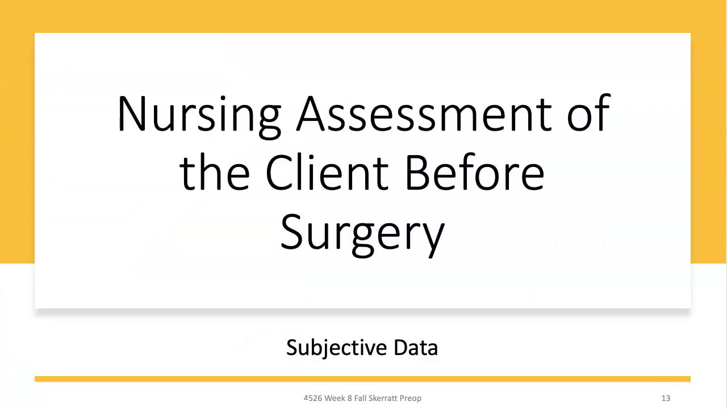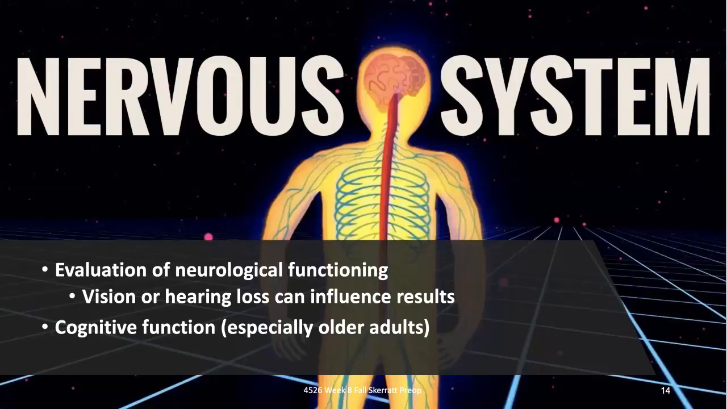So let's look at the nursing assessment in the subjective data. A thorough body systems review is performed and documented before surgery by many members of the perioperative team, including the nursing team. So the nervous system. You're evaluating neurological functioning. Vision or hearing loss can influence results. So you're assessing for any deficits and correcting them before surgery if possible. If they cannot be corrected, determine whether there are appropriate resources and support to assist the client.